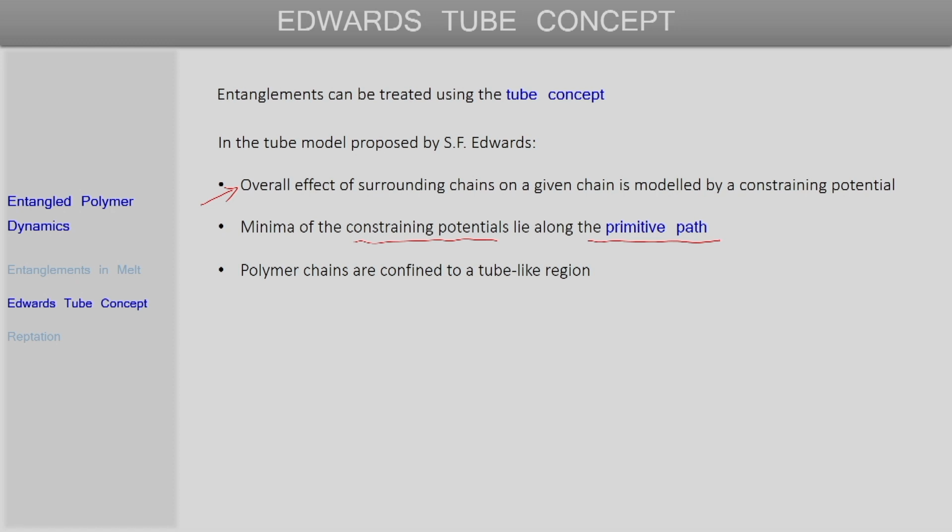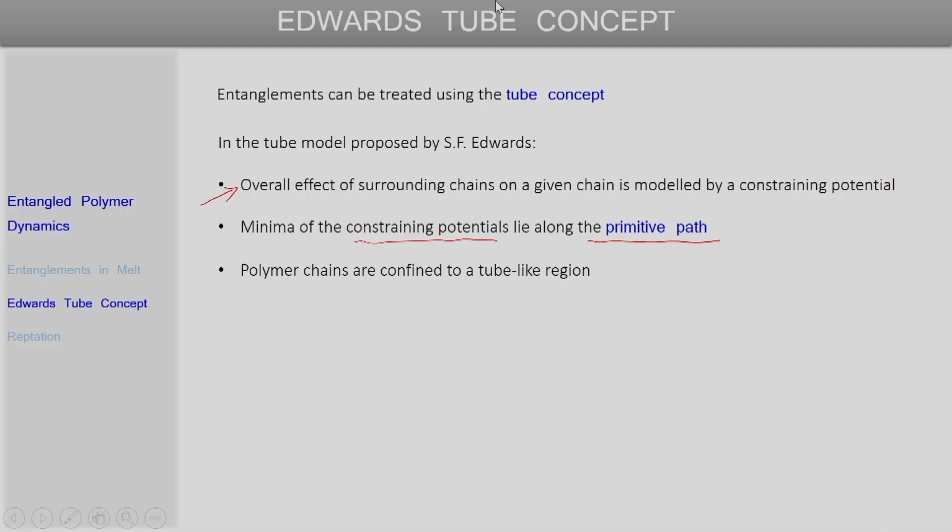So, this primitive path is the region of space which corresponds to the minima of these constraining potentials representing the surrounding constraints. And due to the presence of surrounding constraints, what is assumed is that the polymer chain itself is constrained in a tube like region. And this primitive path represents the center of this tube like region, and the polymer chain itself is bounded by this tube like region defined by the presence of the surrounding chains around this given polymer chain.